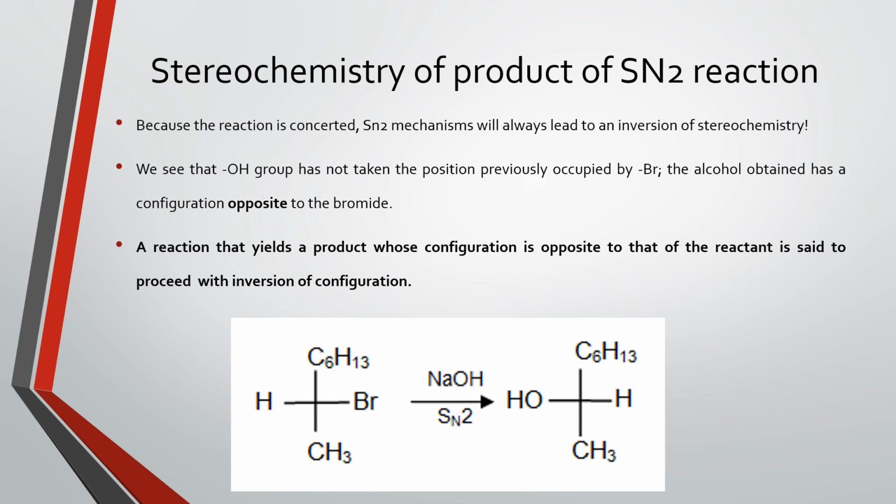A reaction that yields a product whose configuration is opposite to that of the reactant is said to proceed with an inversion of configuration. Here you can see the bromine is attached here in the substrate, and after the SN2 mechanism there is an H atom in place of bromine. The OH group which is substituted in place of Br is attached at the inverted position. That's why it is inversion of configuration.